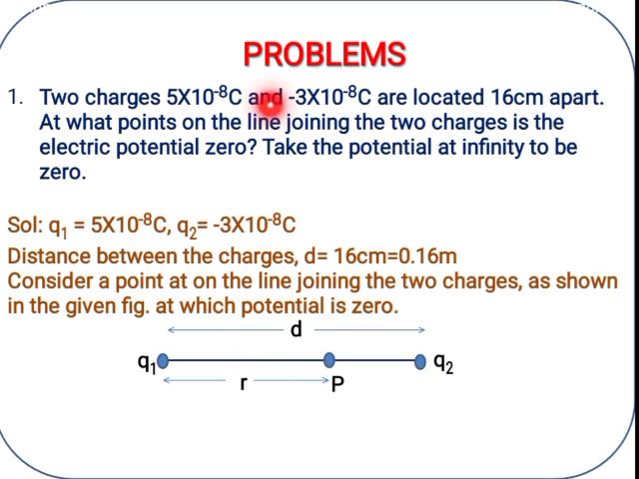Now, what is the given data? Q1 is 5 into 10 raised to minus 8 coulomb, Q2 is minus 3 into 10 raised to minus 8 coulomb, and the distance between the two charges, D, is 16 centimeter. If we convert that into SI, it is 0.16 meter. So this is the suitable diagram for this problem, and these are the given factors.